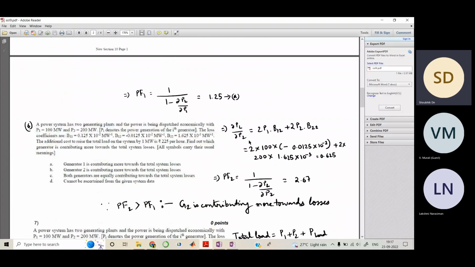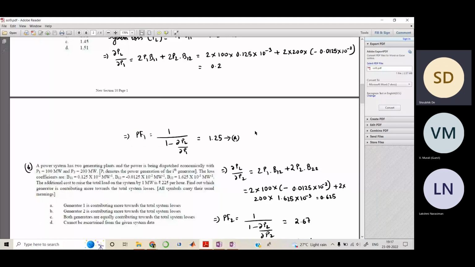So now the same problem again. Now they are telling us to find out which generator is contributing more towards the total system loss. It is pretty simple, right? Suppose there are 3 or 4 generators, the generator with the highest penalty factor would be contributing more, right? Because penalty factor comes from the loss in the transmission line due to the current flow from a particular generator. So that is why we find del PL del P2 from this equation.